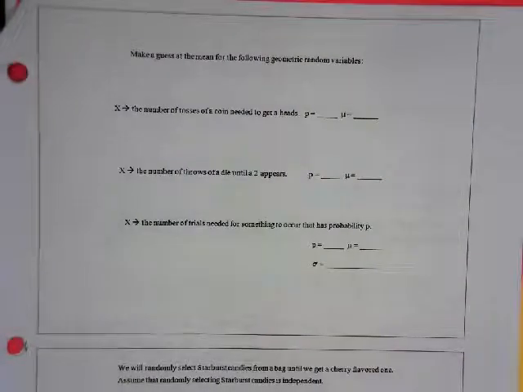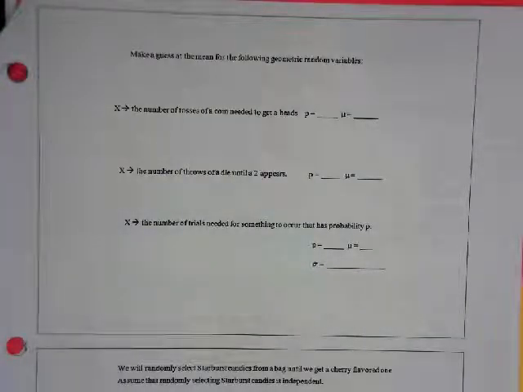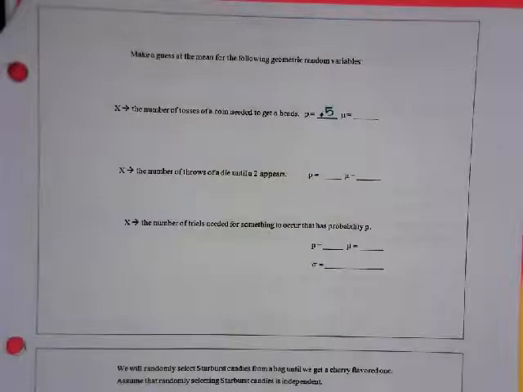So we're going to make a guess at the mean for the following geometric random variables. X is the number of tosses of a coin that we need to get a heads. First of all, what's the probability of success getting a heads? 50-50 or 0.5, 1 out of 2, however you want to think about it. So, if we were to do a bunch of trials, how many times do you think you'd have to toss the coin until you get a heads?